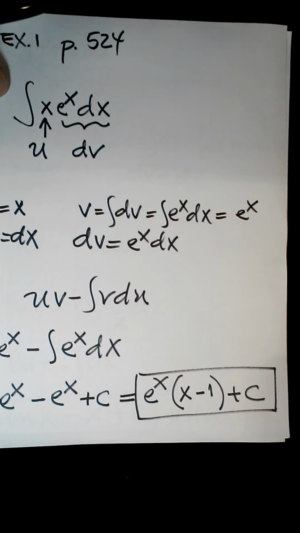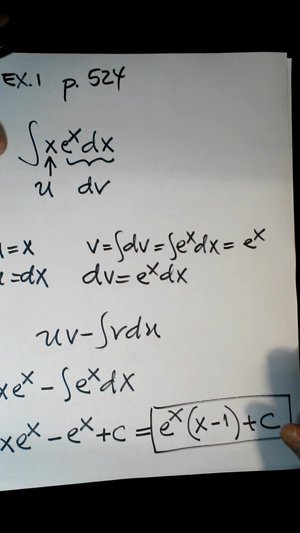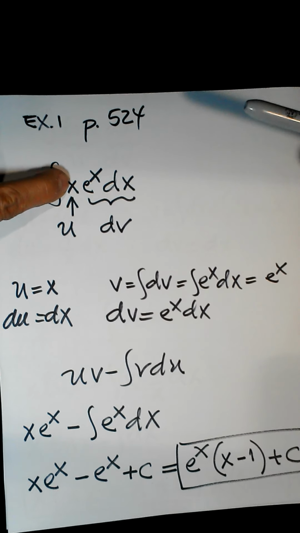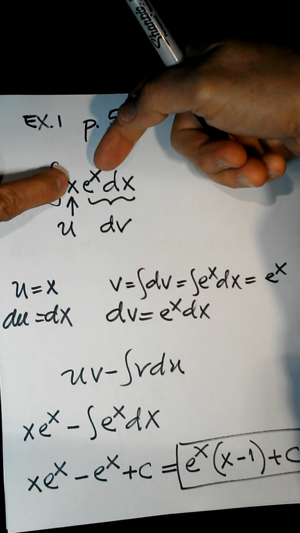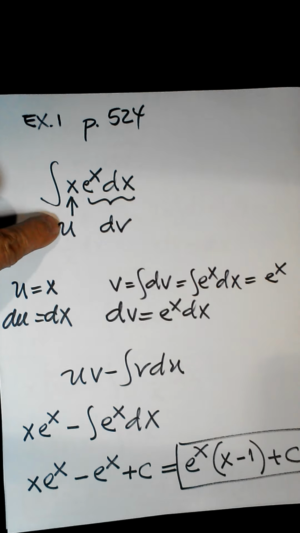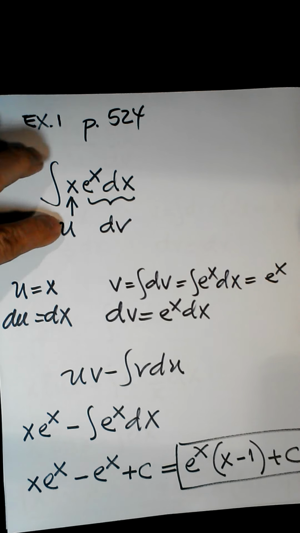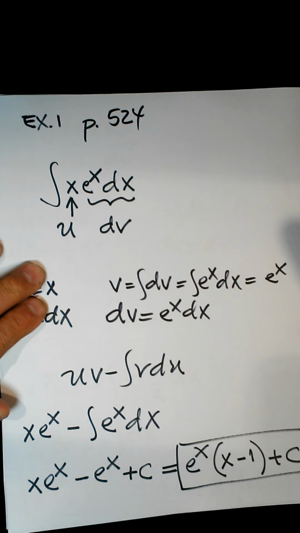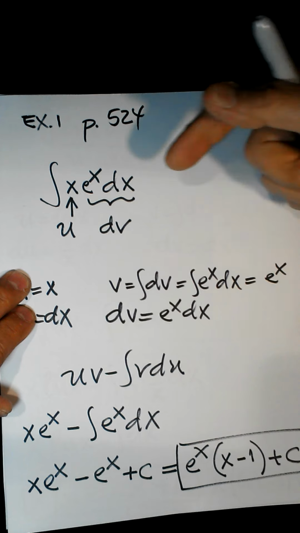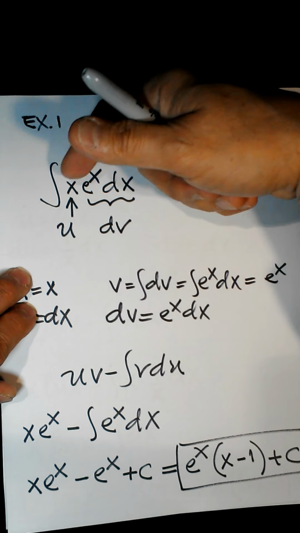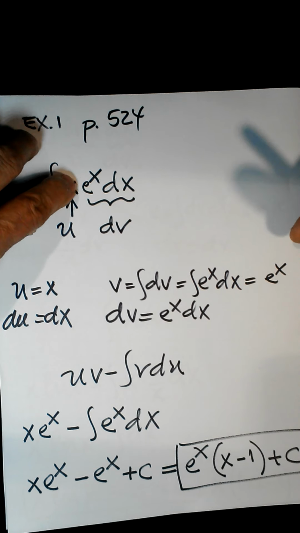Here's example 1 from page 524. Well, what do we have here? Function x and function e to the x. There are two functions, f and g. So we're going to pick x to be u, because if x is u, the du is dx, very easy derivative. The e to the x dx is considered more complicated than the plain x. That is going to be dv.